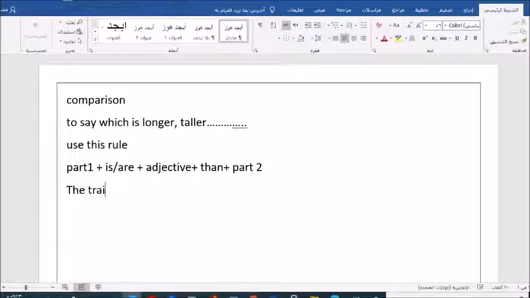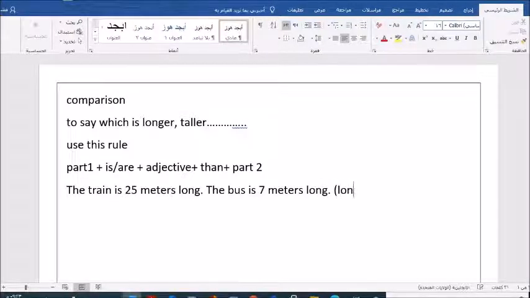That train is 25 meters long. The bus is 7 meters long. Now I want to see which one of them is longer. I want to use the word longer. So what should I say now? I start with the rule. Part 1, the train. The train is a singular word, so is. Then I put the adjective long, and then I put ER, it became longer. And then I put the word than, and then part 2.